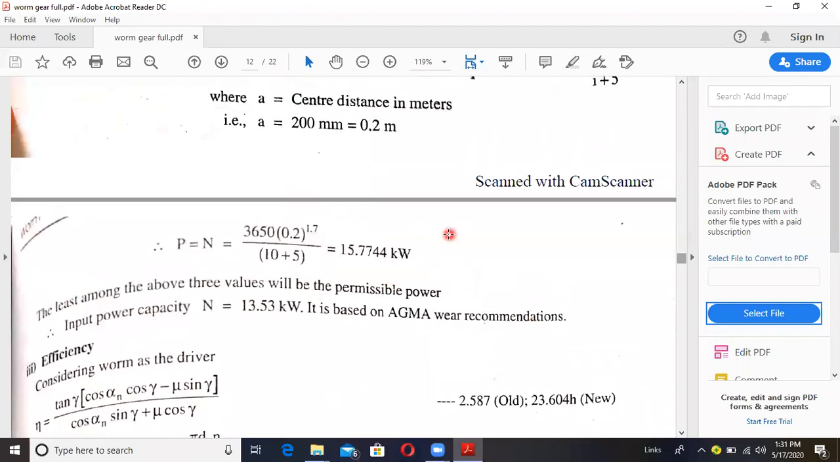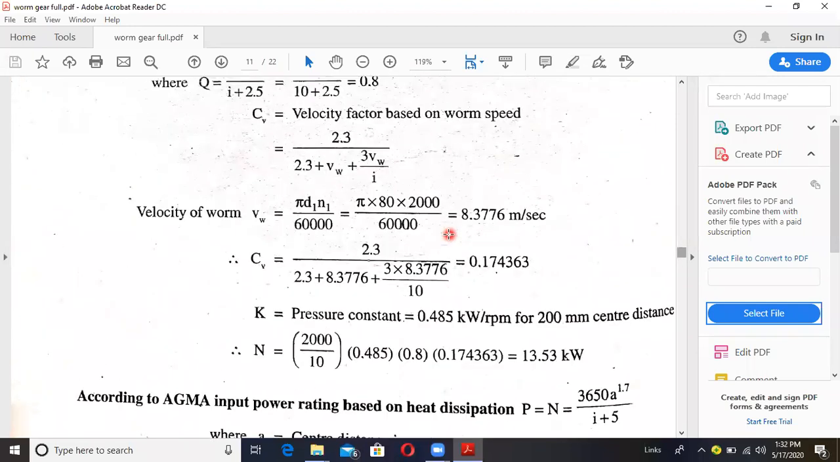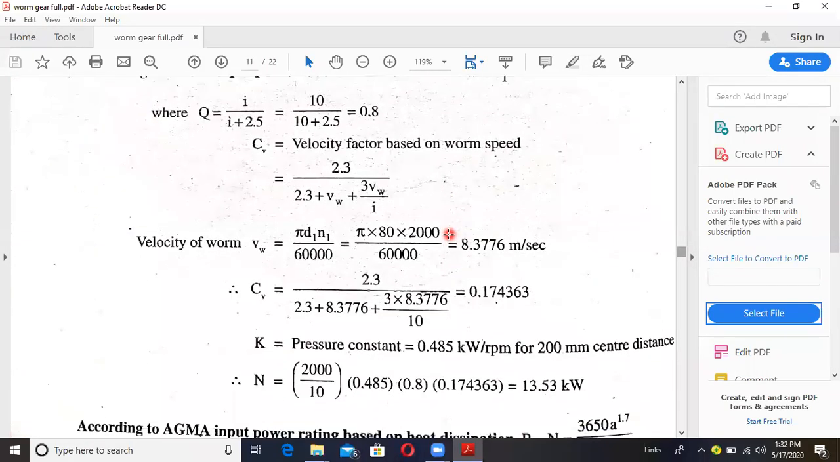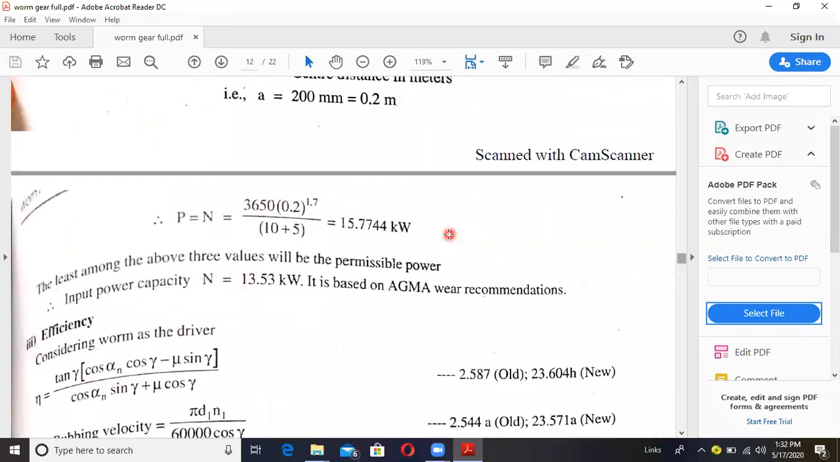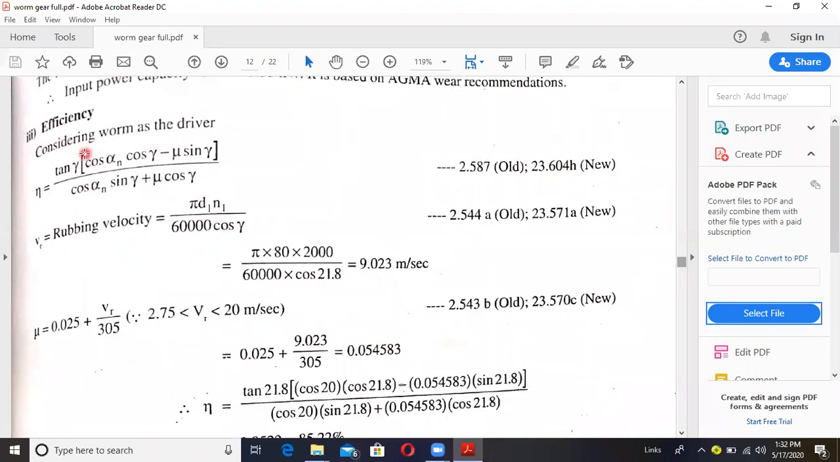Now you know how to calculate power. So we have to consider three formulas. In these three formulas, the unknown is the power we are going to calculate. Next, after calculating power, we are going to calculate efficiency. Already I told you that there are two formulas to calculate efficiency.